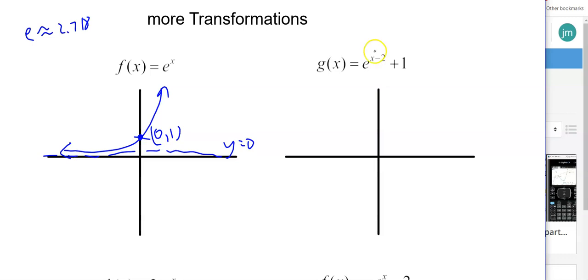So let's just see if the parent graph is going to move. You can tell this is moving to the right 1, it's moving right 2, up 1. So if you do the parent graph, so parent graph is y equals e to the x. Normally the point is at 0, 1.